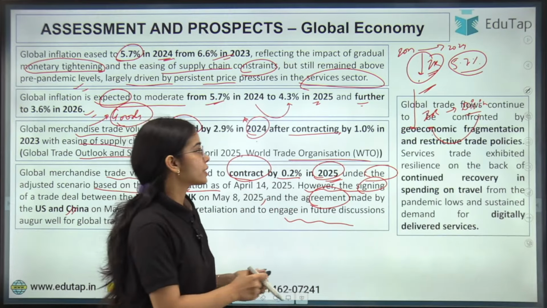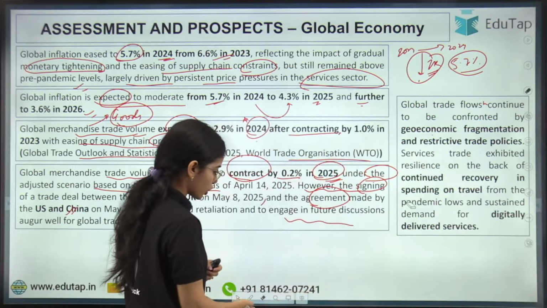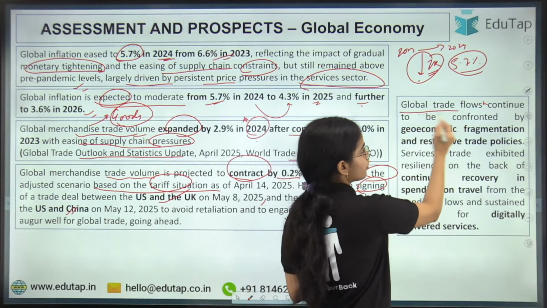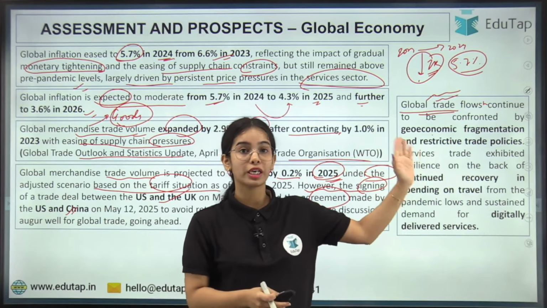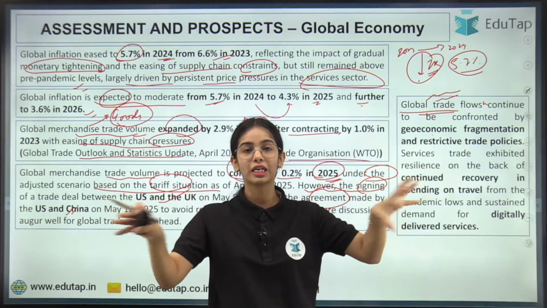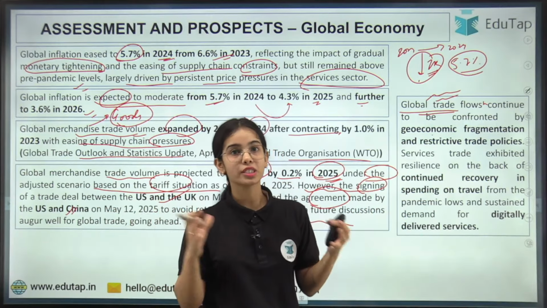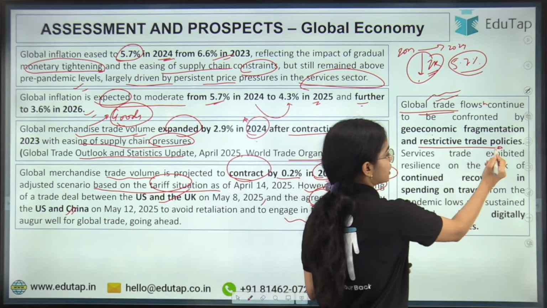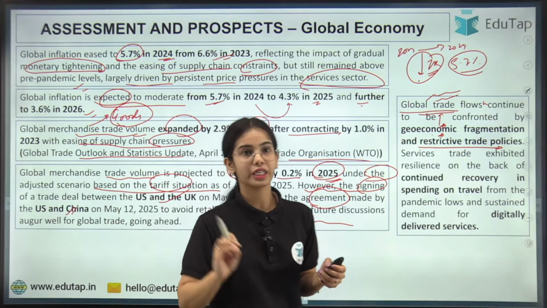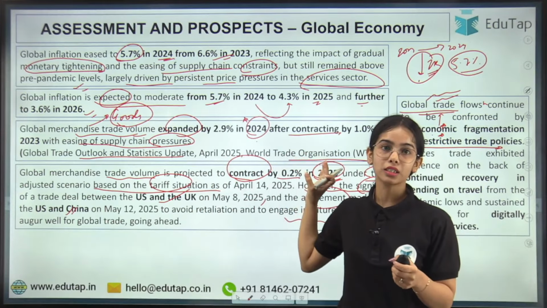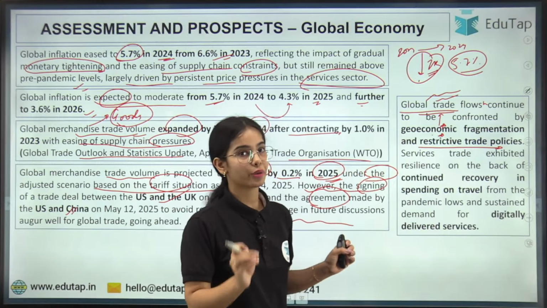Now here you can see that global trade flows continue to be confronted by geo-economic fragmentation. The trade that is happening between the countries is confronted by the fragmentation of the countries, the division that is coming between the countries, the geopolitical tensions that are coming up, and restrictive trade policies. Because of these reasons, the global goods trade volume is going to contract by 0.2% in 2025.